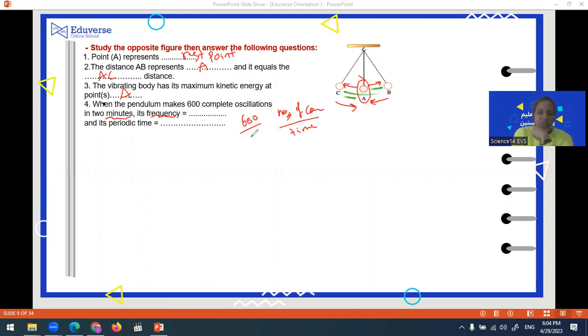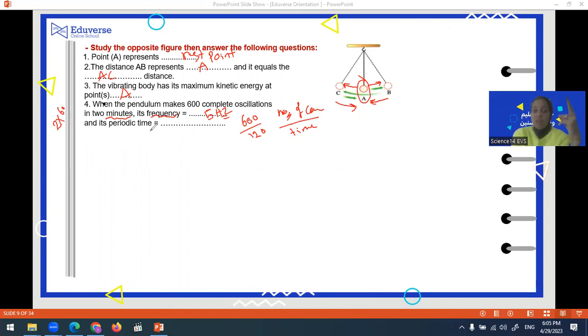Now I can't leave it like this. I should change it into seconds. 2 minutes contains how many seconds? I will make 2 times 60. So it will be 120. So the answer will be 5 hertz. Don't forget the unit. And what about its periodic time?